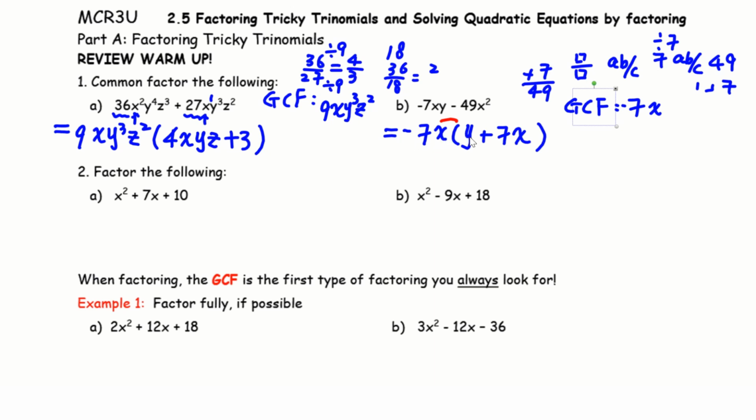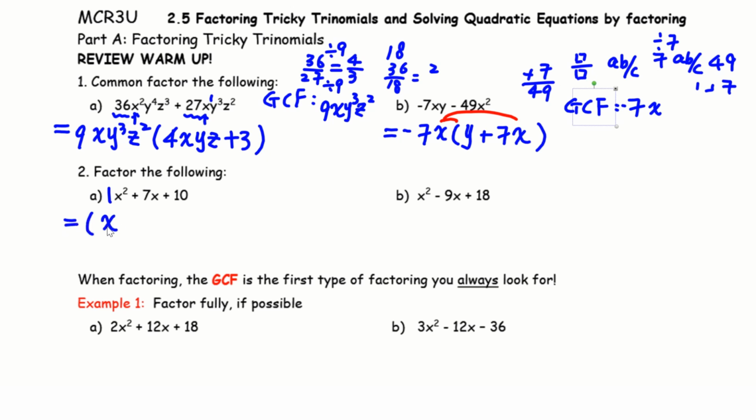Negative 7x times y gives you negative 7xy. Negative 7x times positive 7x gives you negative 49x squared. So it's just integer multiplication then integer addition. And factoring a simple trinomial means the number at front of x squared is 1.